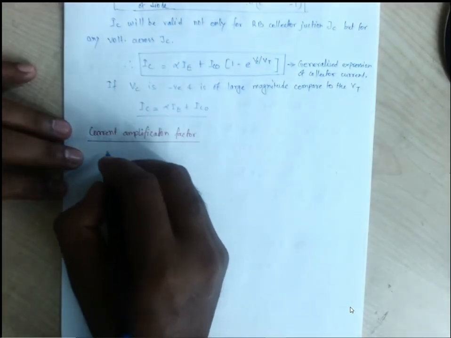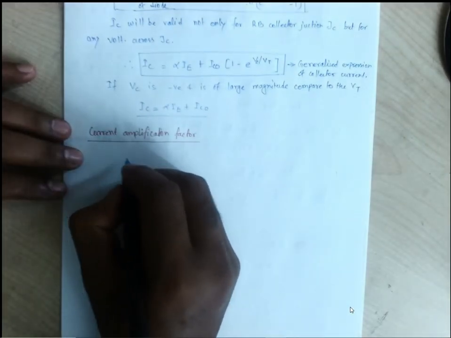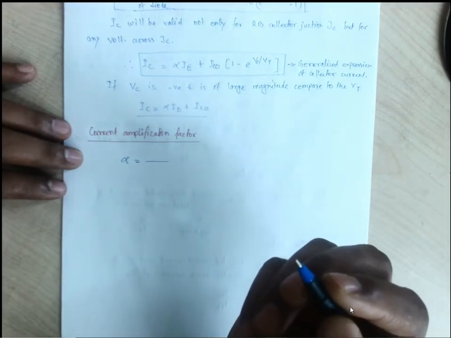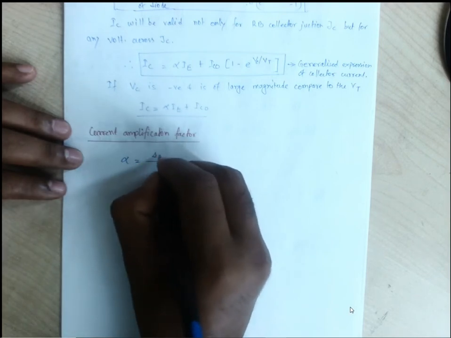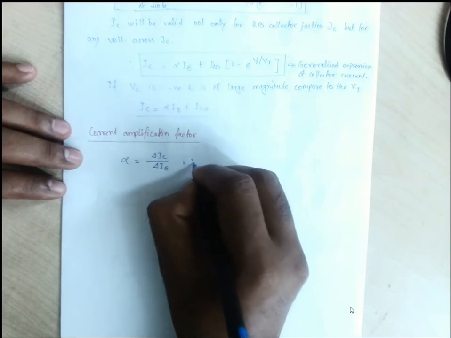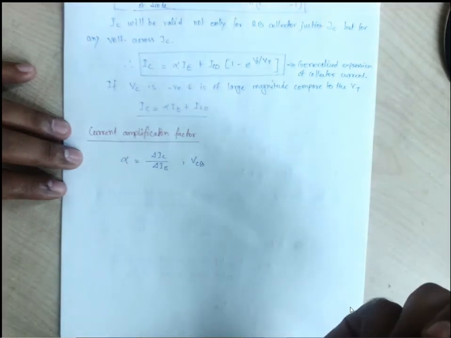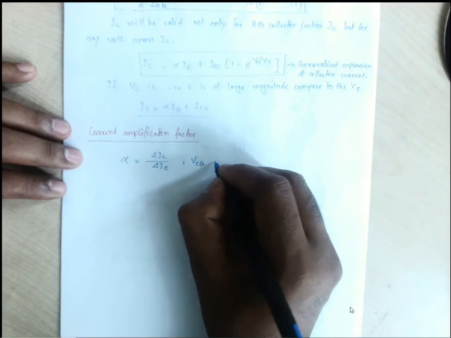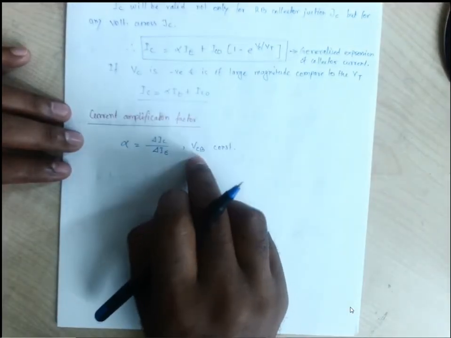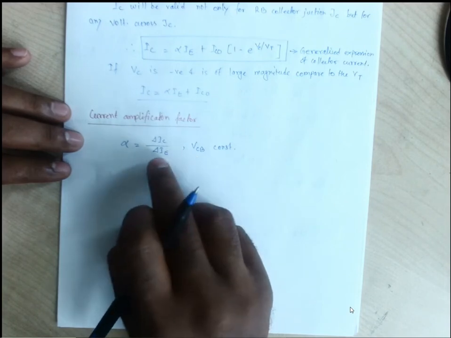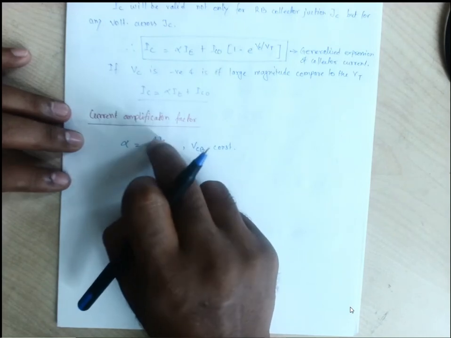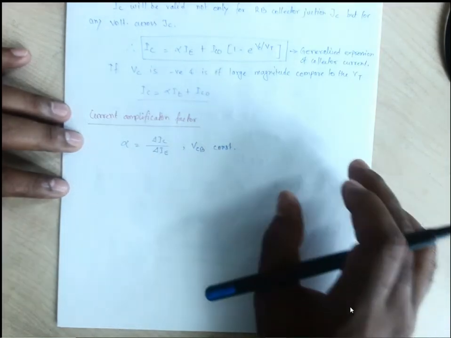Alpha is the current amplification factor and it is the ratio of change in IC to the change in IE, del IC by del IE, taking VCB, the reverse bias of the collector junction, constant. So for a constant reverse bias voltage, if we have a variation in the input current, how much variation will be in the output current? That is the amplification factor.